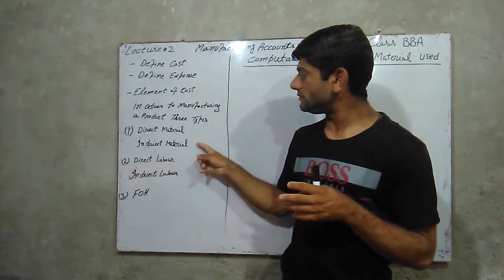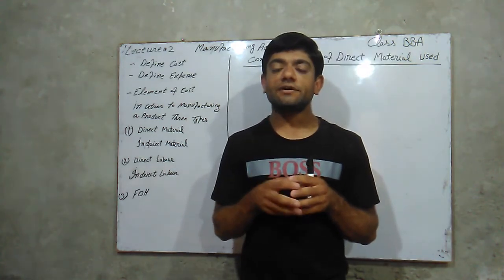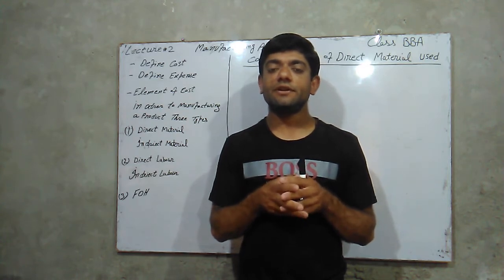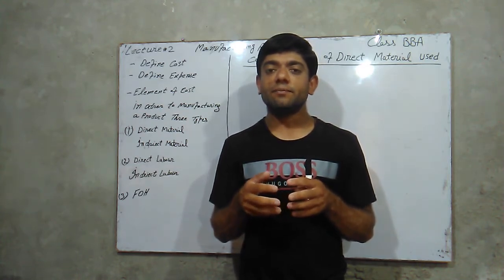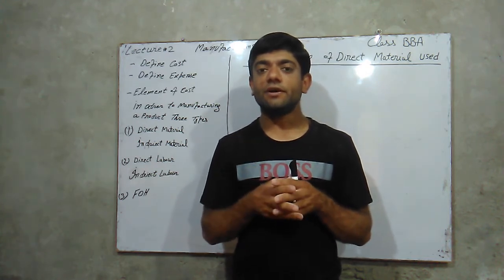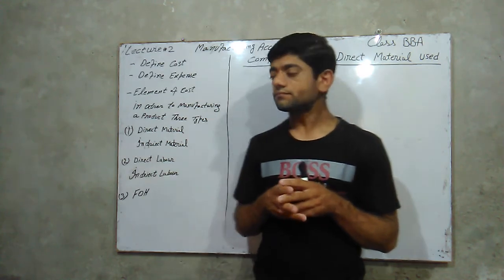Indirect material. A material that is not directly used in the production of goods is called indirect material. For example, a nail is an example of indirect material in furniture production.